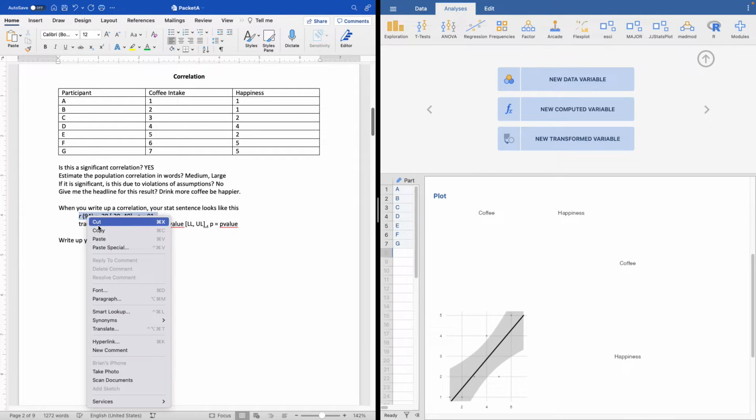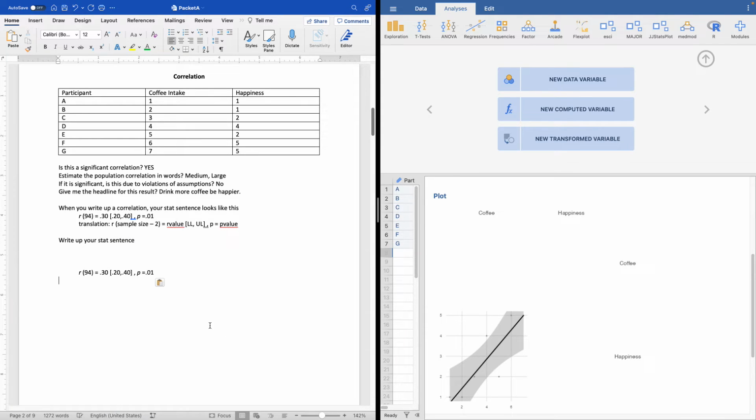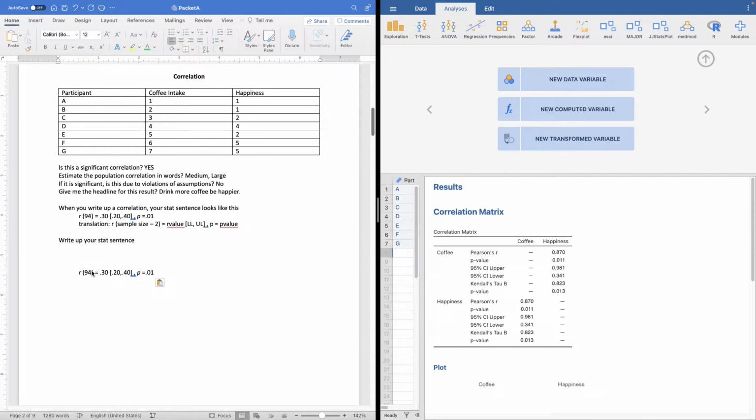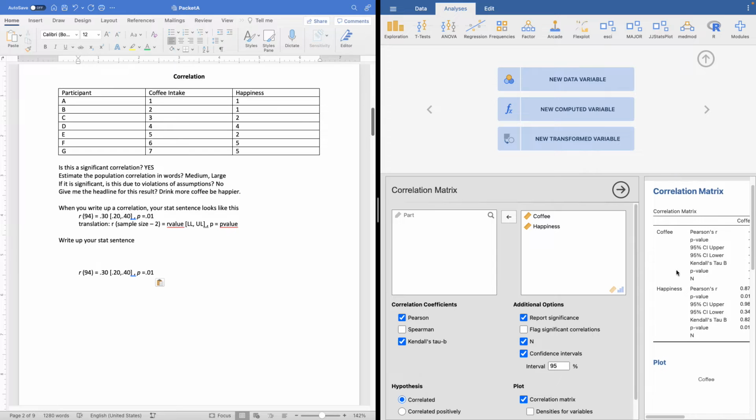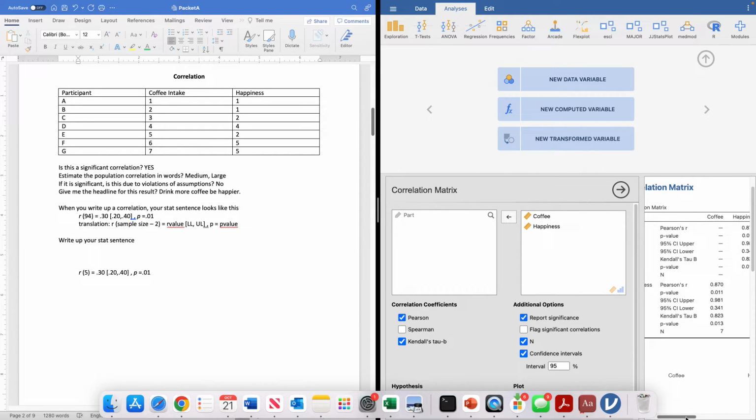In order to write this up, n minus 2 is the degrees of freedom for a correlation. I wish it reported it. It doesn't. Let me just double check. I'm going to put n in there just to be lazy. N is 7. 7 minus 2 is 5. So R with 5 degrees of freedom.